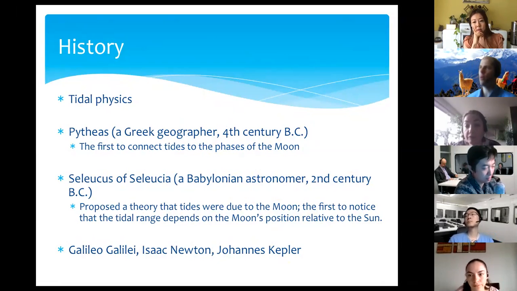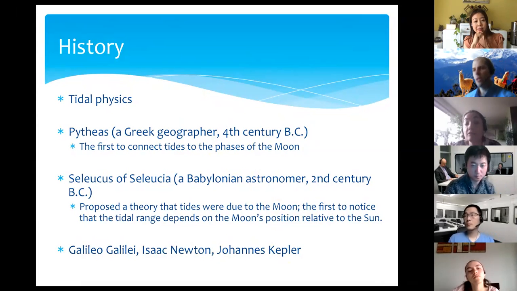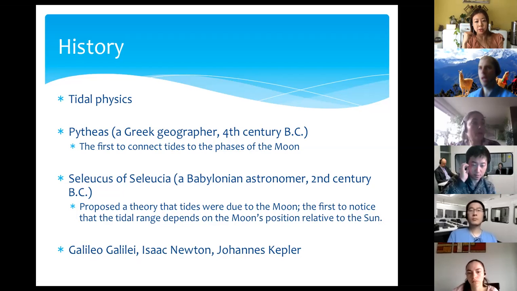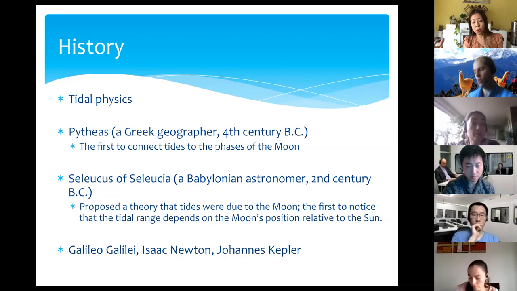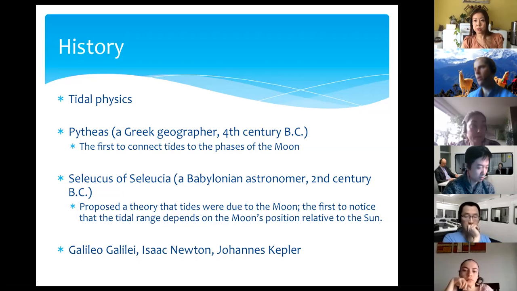It was a Greek geographer named Pytheas, who is believed to be the first to have connected tides to the phases of the moon. Then a Babylonian astronomer by the name of Seleucus, I'm not sure that's how it's pronounced, but that's the guy. So a Babylonian astronomer in the 2nd century BC proposed a theory. He said that tides were due to the moon. And he was the first to notice that the tidal range depends on the moon's position relative to the sun.